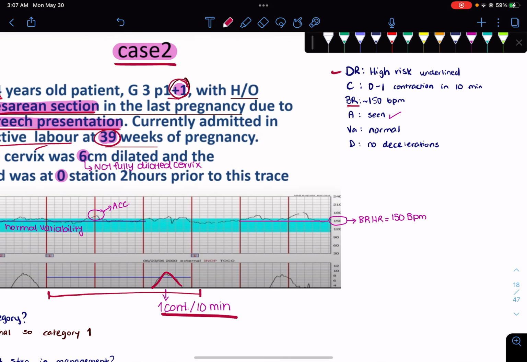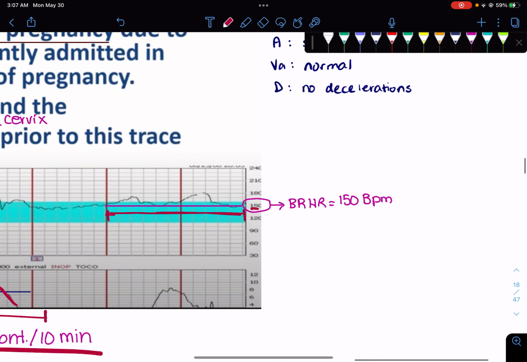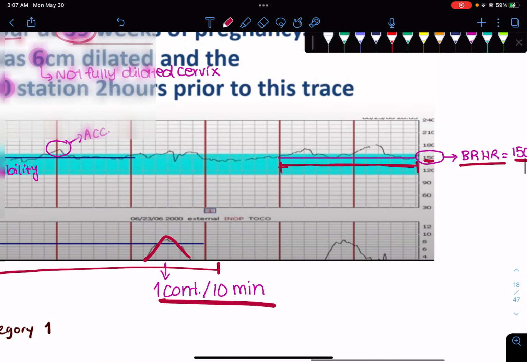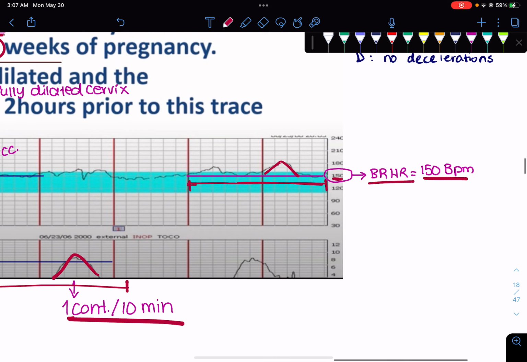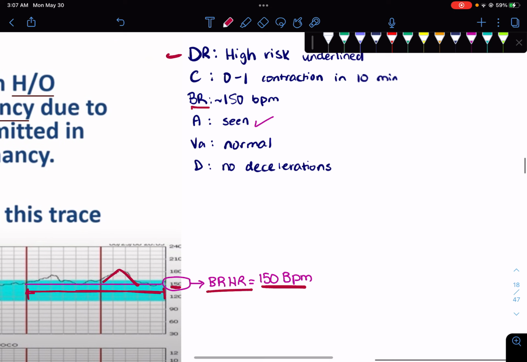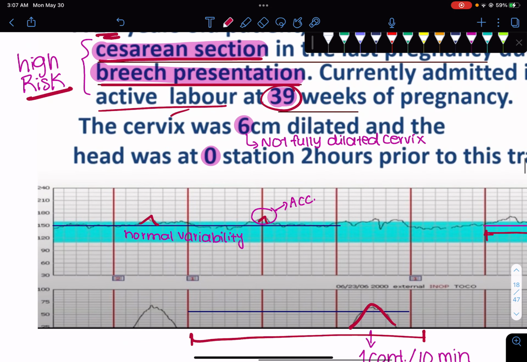Her basal heart rate. This is my basal heart rate. We put the line, and where? At 150. So her fetal heart rate is 150 beats per minute, which is normal. Are there accelerations? Yes, she does have accelerations, right? Yes. Okay, so accelerations are seen. What's her variability? It's considered almost normal variability.